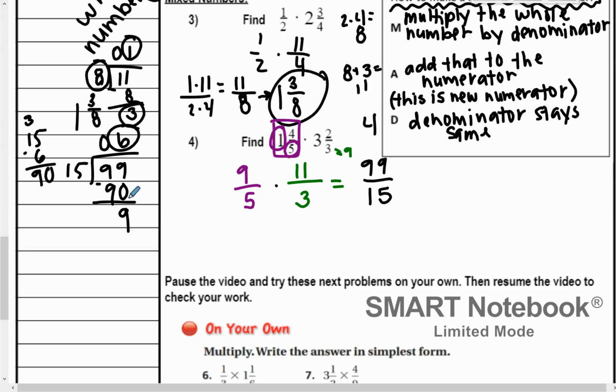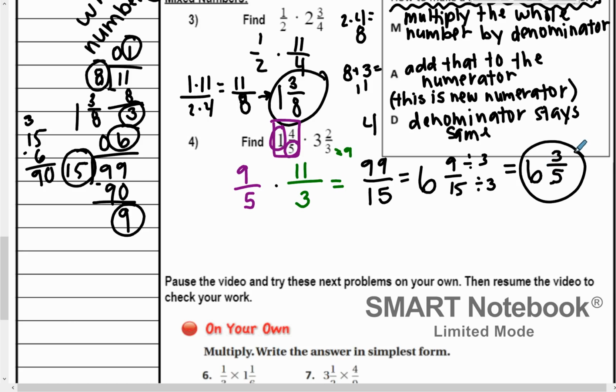I now have my 3 important numbers. This is going to be equal to 6 and 9/15ths. But what do I know about that 9 and 15? They both have a common factor of 3, meaning they both can be divided by 3. Keep our whole number the same. 9 divided by 3 is 3. 15 divided by 3 is 5. Final answer, 6 3/5.